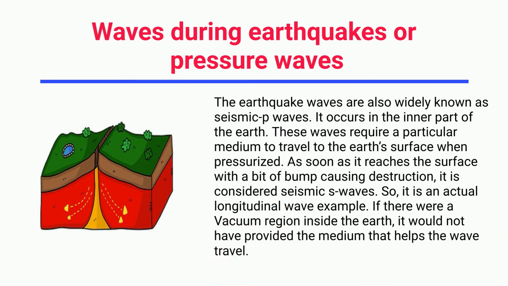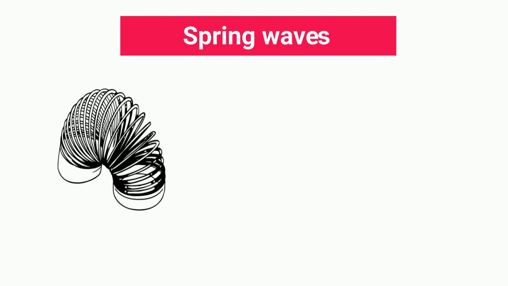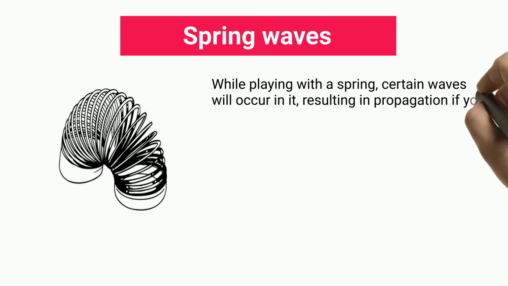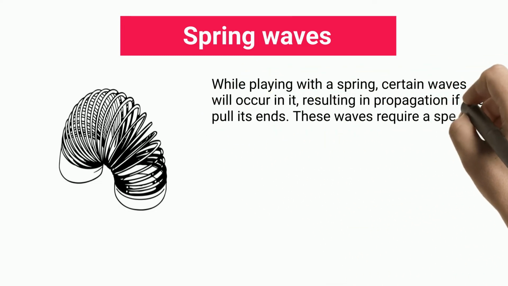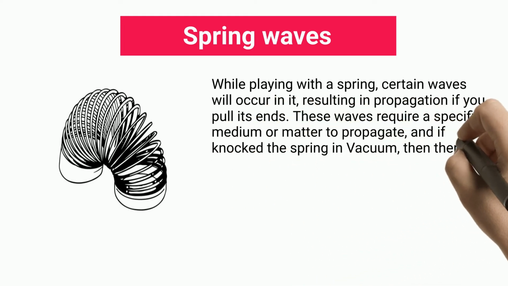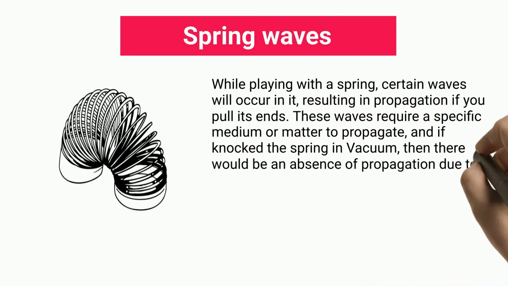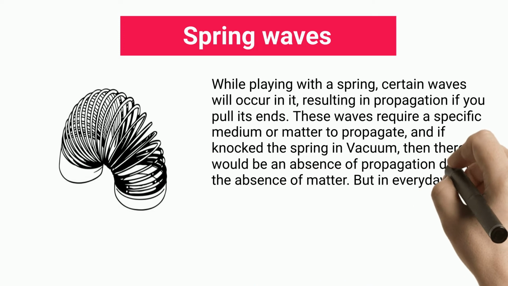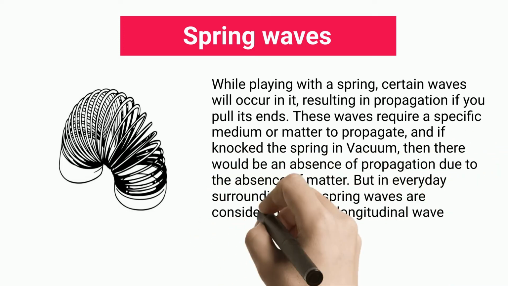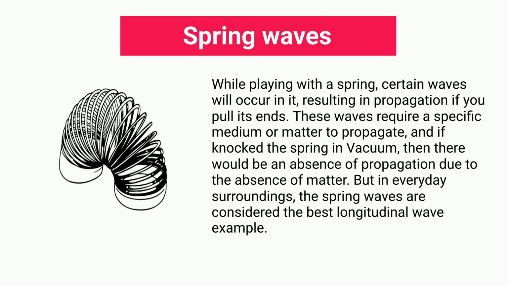If there were a vacuum region inside the Earth, it would not have provided the medium that helps the wave travel. Spring waves. While playing with a spring, certain waves will occur in it, resulting in propagation if you pull its ends. These waves require a specific medium or matter to propagate, and if the spring were in vacuum, there would be an absence of propagation due to the absence of matter. But in everyday surroundings, the spring waves are considered the best longitudinal wave example.